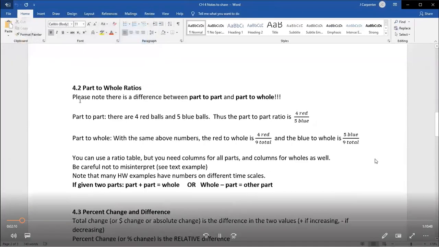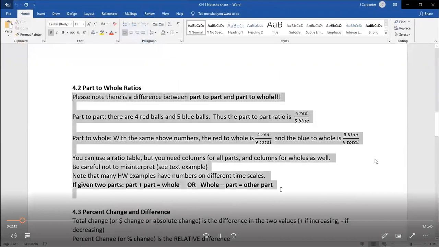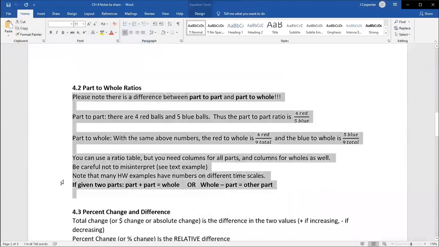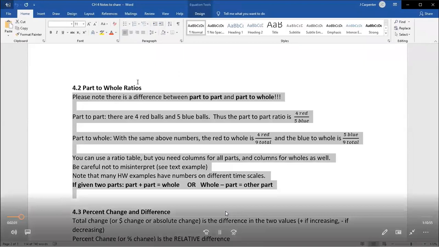Part-to-whole ratios. And you will notice that this is another one of those not very long sections. As you can see, this is all the stuff I had in the pre-typed notes. I will take an exercise from the guided worksheets and talk about it with y'all. This will be just a discussion, not an assignment. And then from there, we'll get into 4.3.